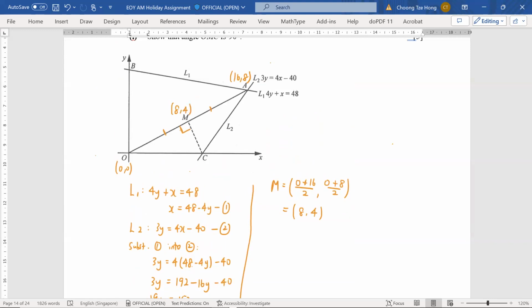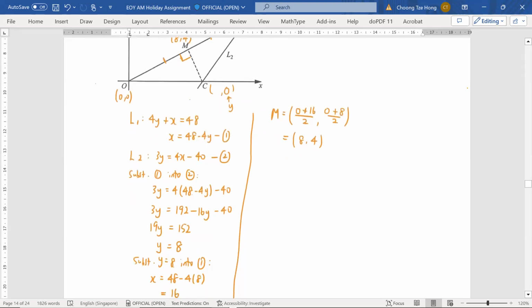Now we just need to find the coordinates of C. C lies on the line L2. And actually we know one of the coordinates of C, because for any point on the x-axis, the y coordinate will be 0. So we're going to substitute y equals 0 into the equation of L2, and then find x, and that will give us the x coordinate of C. Let's go ahead and do that. At C, y will be 0. So substitute y equals 0 into equation 2: 3 times 0 equals 4x minus 40. You must definitely use L2 because C lies on L2, not L1.